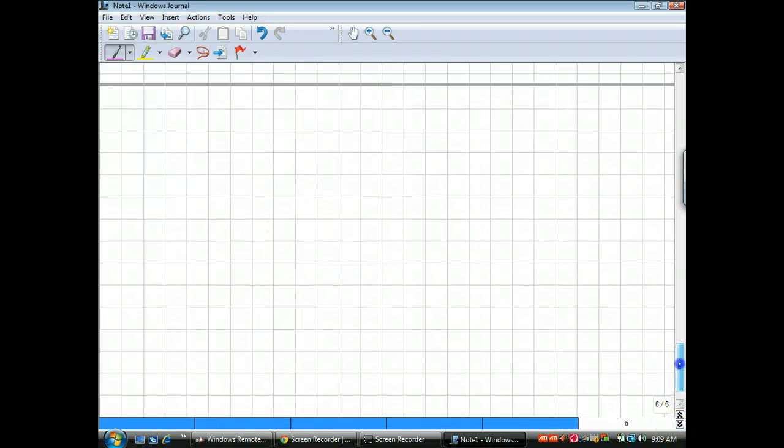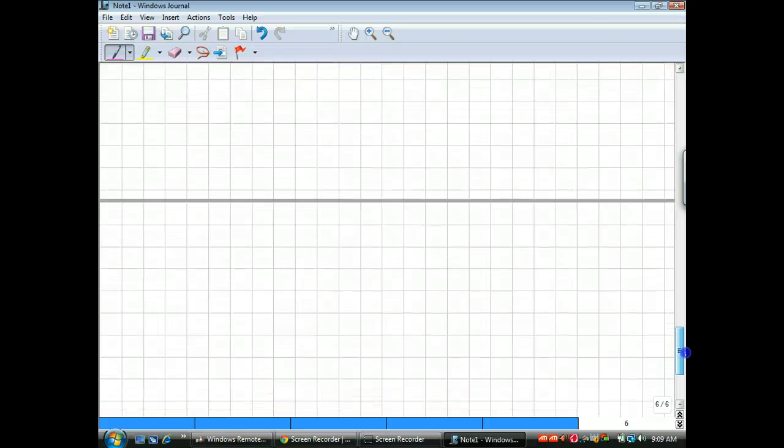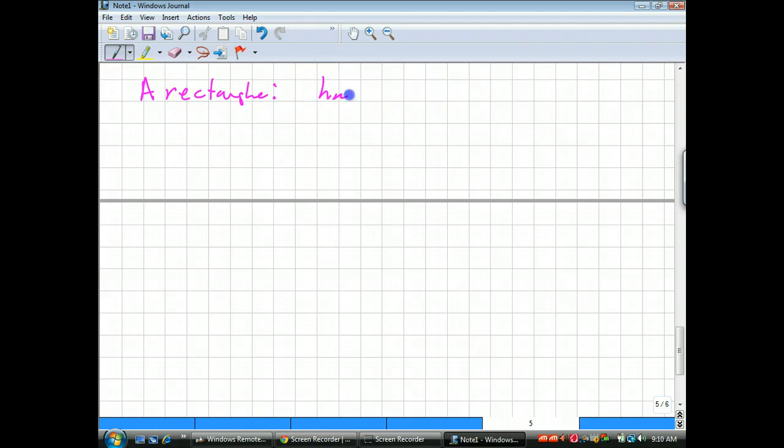All right, so let's summarize what we know about a rectangle. First of all, it has 4 right angles.